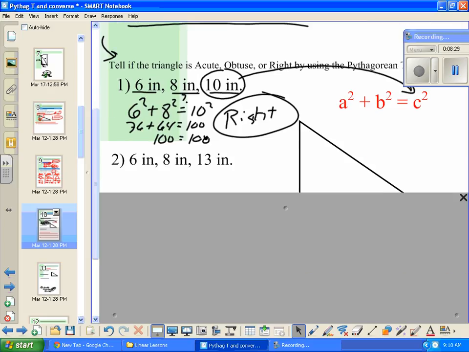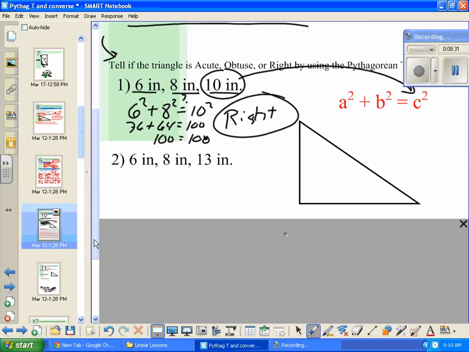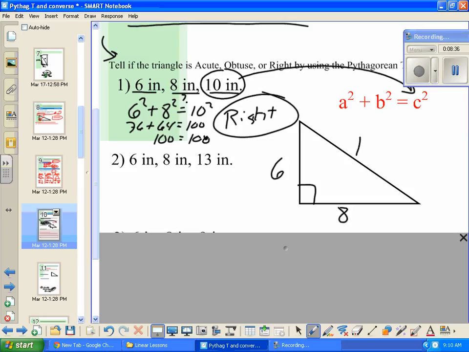Showing a picture of what this might look like. Here's a right triangle. Here's 6. Here's 8. Here's 10. So there's my sides. There's what it looks like when the converse of the Pythagorean theorem works. When I plug the three sides in, and I get the same thing on both sides, that means it must be a right triangle. Well, what I was telling you earlier, though, is that we can also tell what if the numbers don't work?